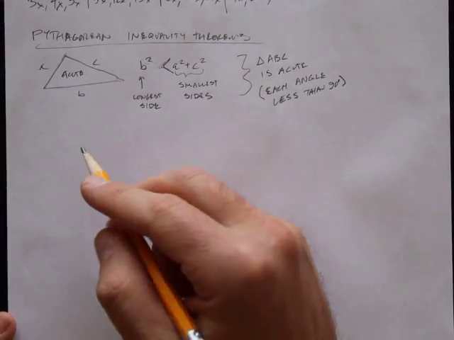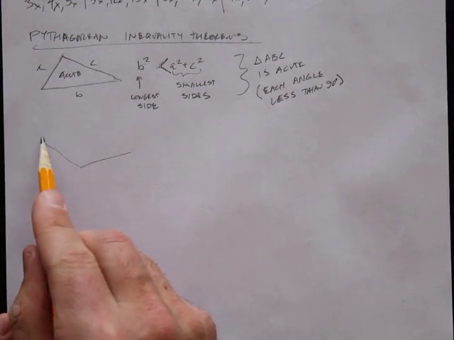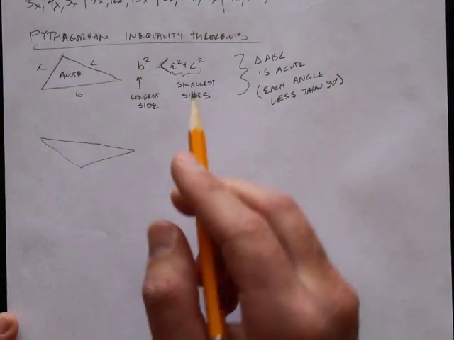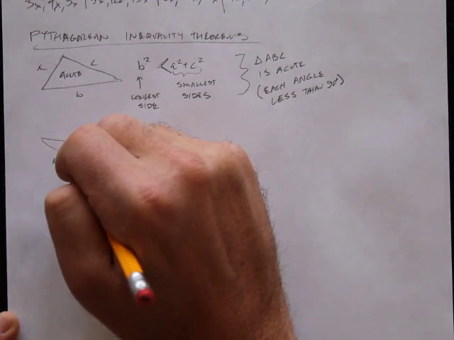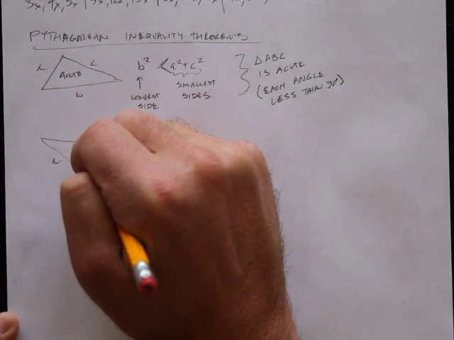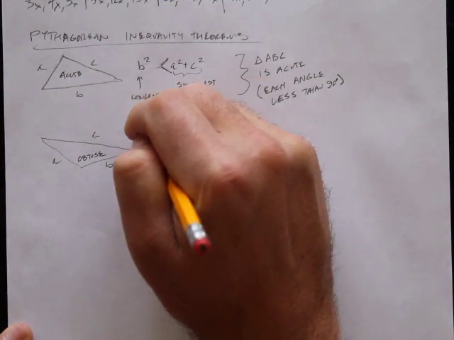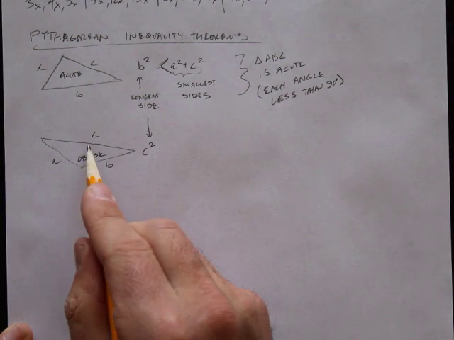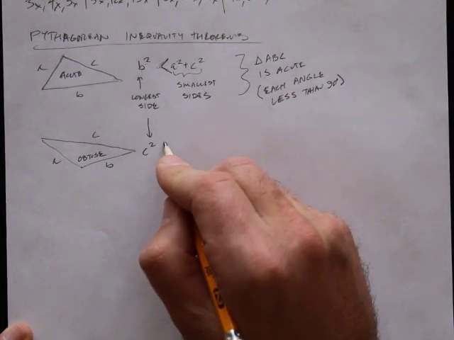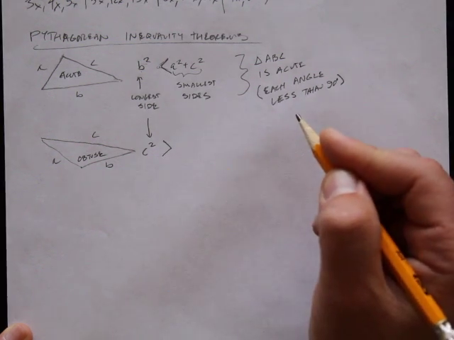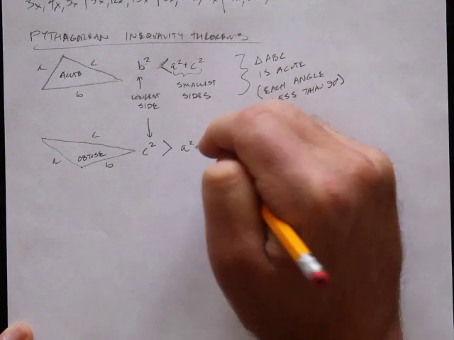Okay, let's draw another triangle. This one is going to be obtuse. So A, C, B, obtuse triangle. This time I've got C squared, which is my longest side. That's the one across from the obtuse angle. C squared is going to be bigger than A squared plus B squared.